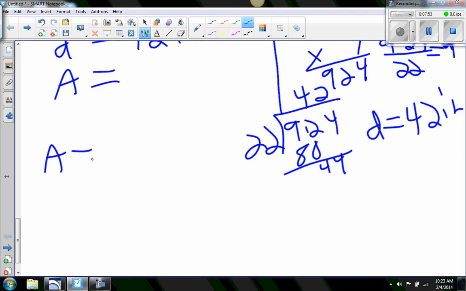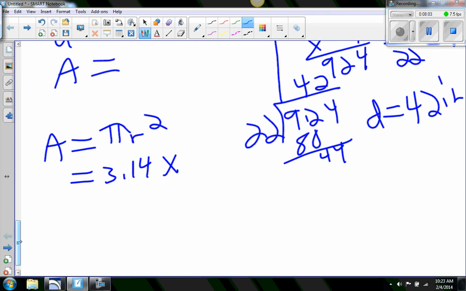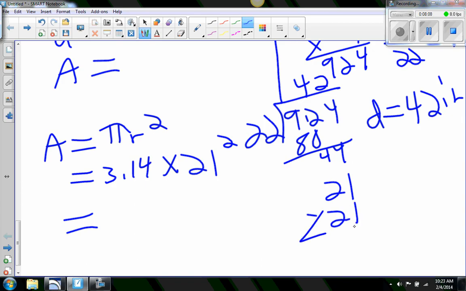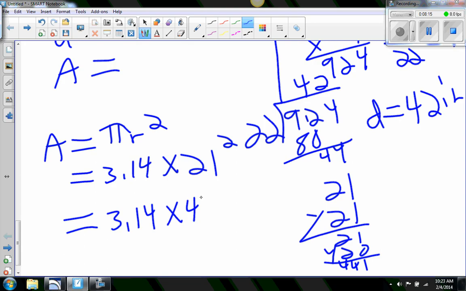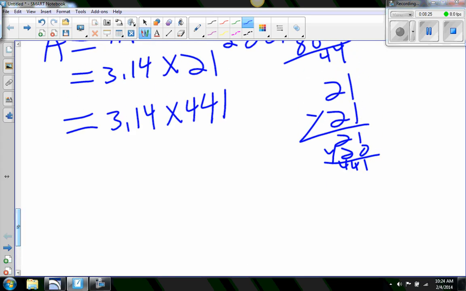It is to find the area, which is pi r squared. Pi is 3.14, and I use the radius, which I just found out, which is 21. So 21 squared is 441, so 3.14 times 441. It's going to end up being a pretty big number. Whoops. Times 3.14.